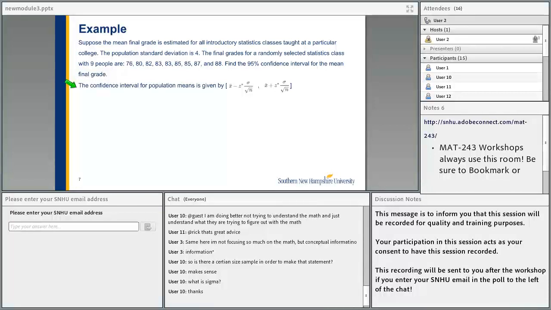So we have the formula. The first step would be to just note down what are the things that we have from our formula. So the mean is given, the sigma is given, we know the n is the sample size. So in this case, it would be 9. We have the values, so let's calculate the mean. So add up all the values divided by 9. That should give us the sample mean.